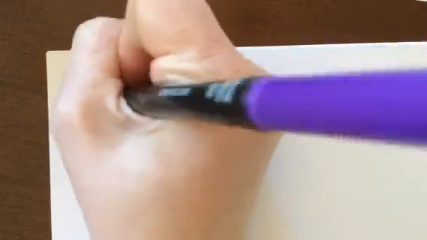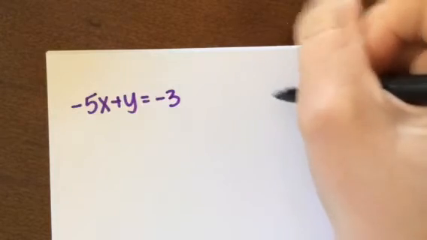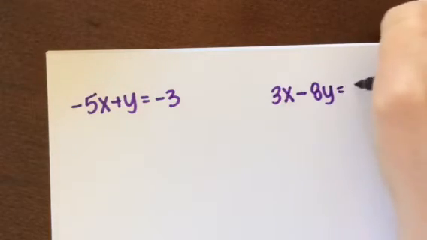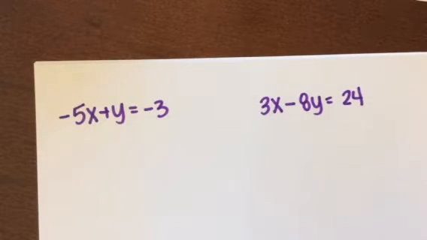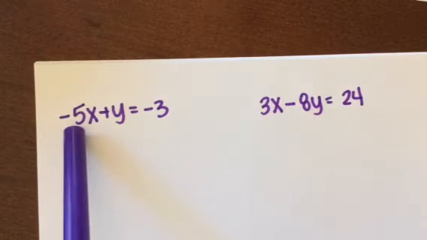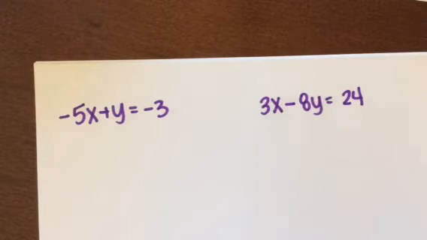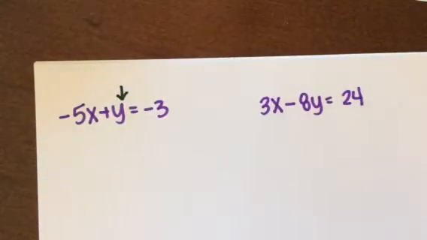Let's do -5x plus y equals -3, and then the other one is 3x minus 8y equals 24. Now again, you can pick what variable you choose to isolate, okay? That x has a coefficient, that does not. This has a coefficient, that has a coefficient. So again, we're gonna isolate that first y.